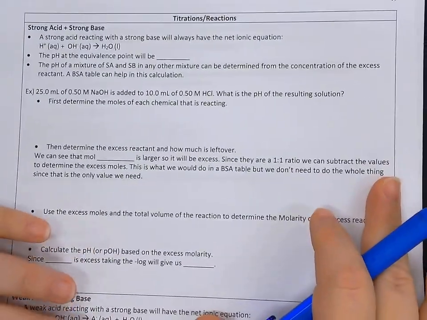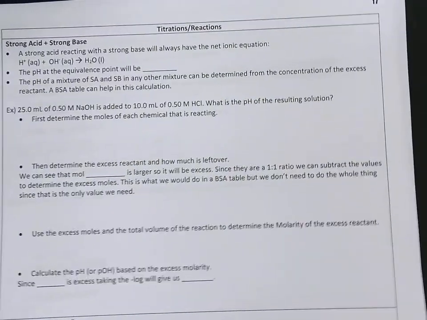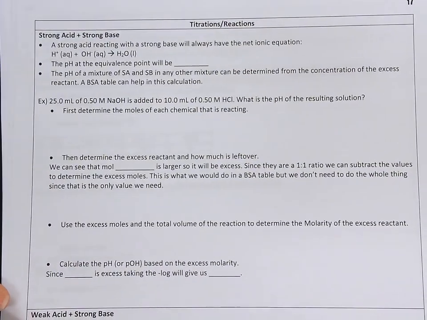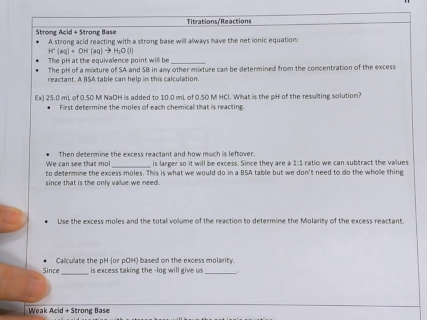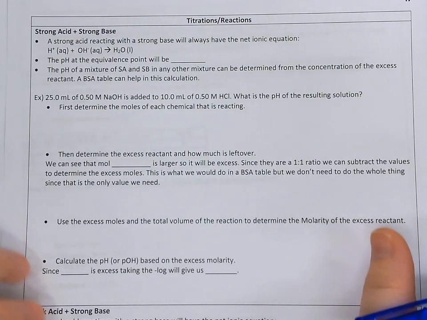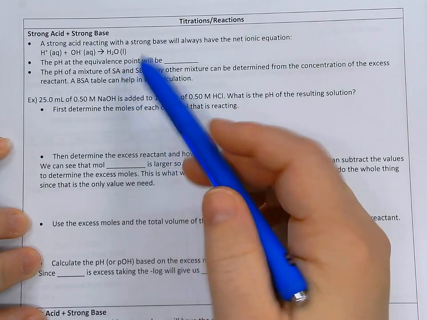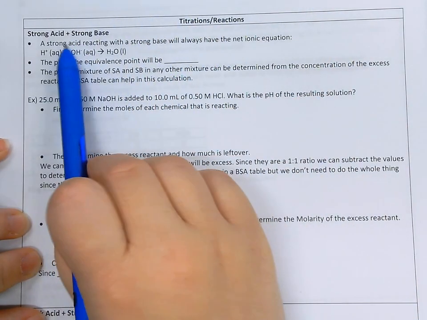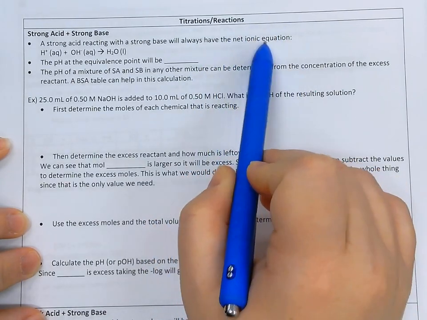Something we want to do when we first approach a question like this is decide, are our acid and our base that we're given strong or weak? There's a couple of pointers at the top to get us started, and then we'll get into an example. A strong acid reacting with a strong base will always have the net ionic equation here.